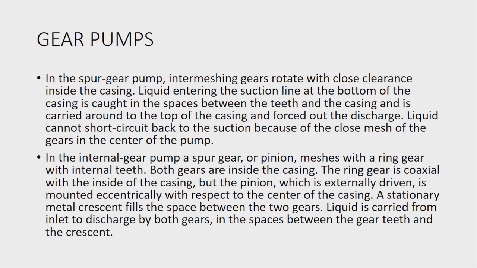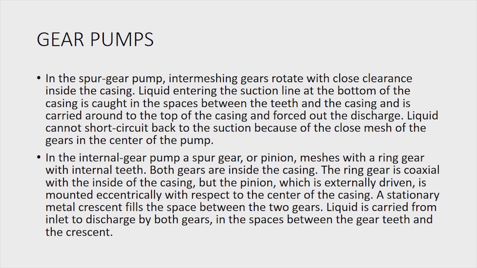In the internal gear pump, a spur gear or pinion meshes with a ring gear with internal teeth. Both gears are inside the casing. The ring gear is coaxial with the inside of the casing, but the pinion, which is externally driven, is mounted eccentrically with respect to the center of the casing. A stationary metal crescent fills the space between the two gears. Liquid is carried from inlet to discharge by both gears.